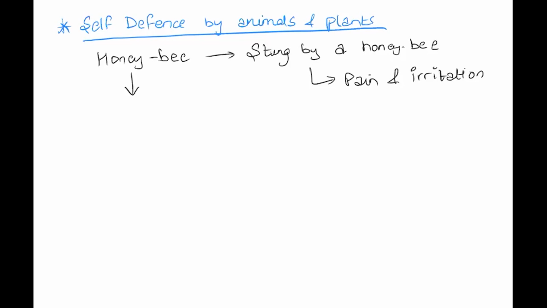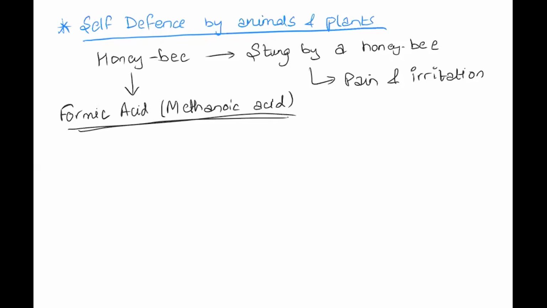So the acid is known as formic acid, which is basically methanoic acid. Okay, so you both are correct. Don't worry, you were also correct. Formic acid is the common name, and it is methanoic acid only. So you can use any of the two. They both are same. Okay, so they inject these acids.